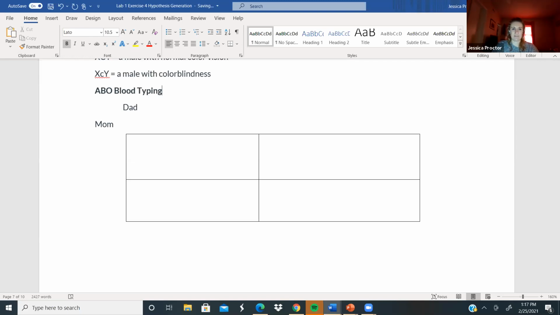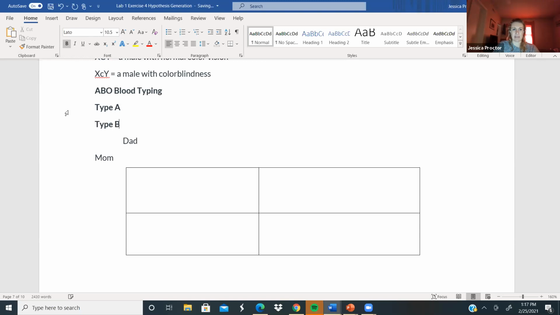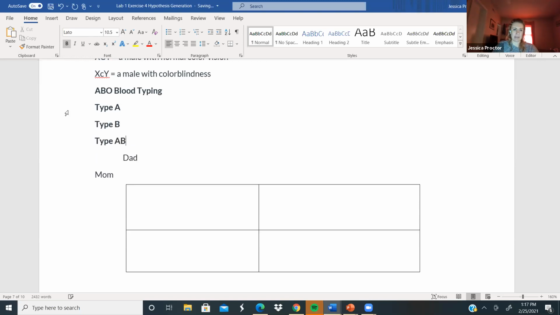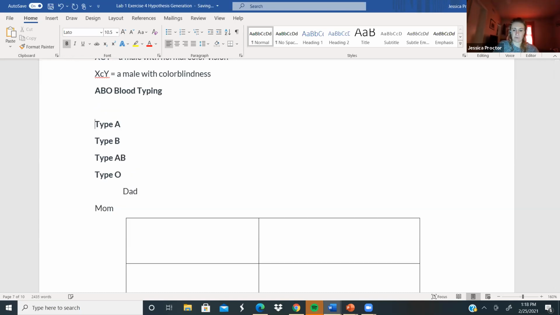So forget about the positive and negative for a second. We're just going to talk about ABO blood typing first. So there's four possibilities for the phenotype. You can be type A, you can be type B, you can be type AB, and you can also be type O. So these are the phenotypes here. Those are your possible phenotypes.